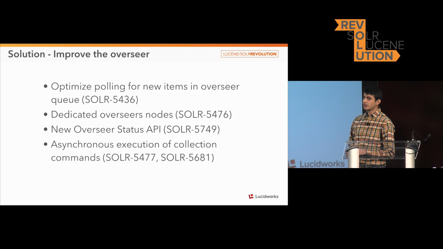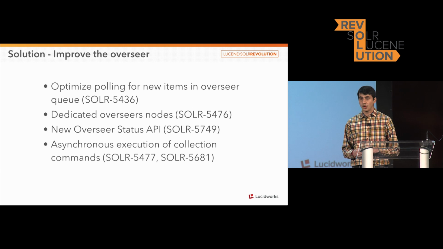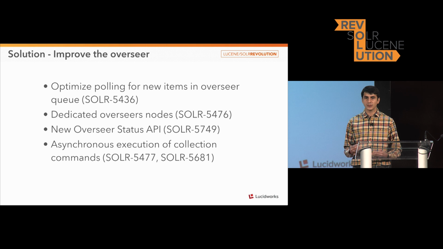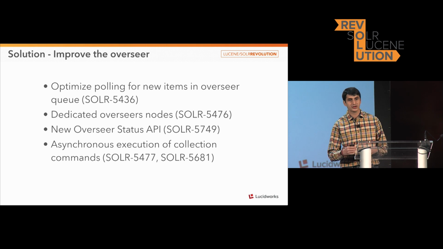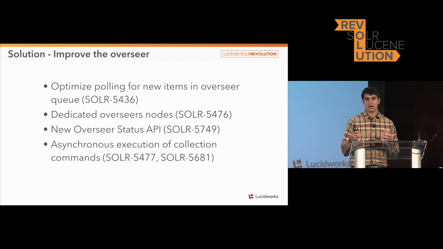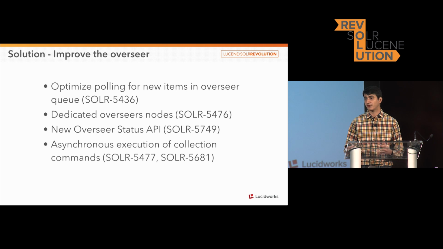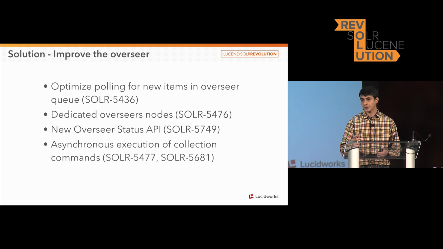And the third thing is the overseer status API. There was very little visibility into how well the overseer was doing. The overseer status API exposes performance statistics on how well the overseer is performing, how long it is taking to update from ZK, how long it is taking to poll for items from the message queue, and how long it is taking to actually execute each of those update commands.